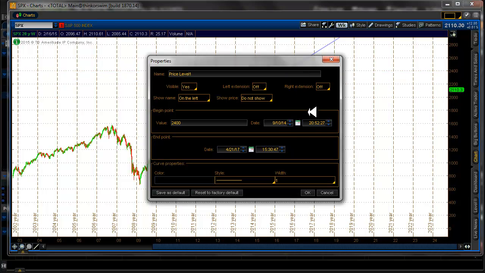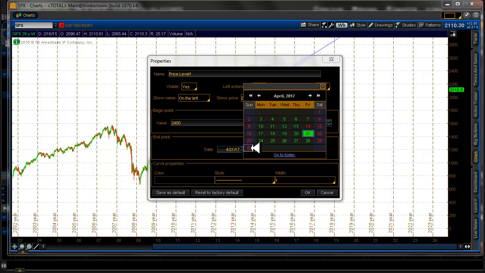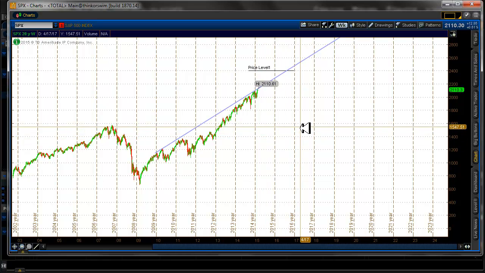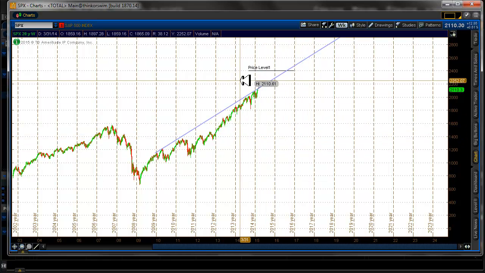Actually, we could end this line here on, let's go back to December of 2016. And this is the actual expiration date here. So there it's going to actually expire here. That could be a pretty good trade.